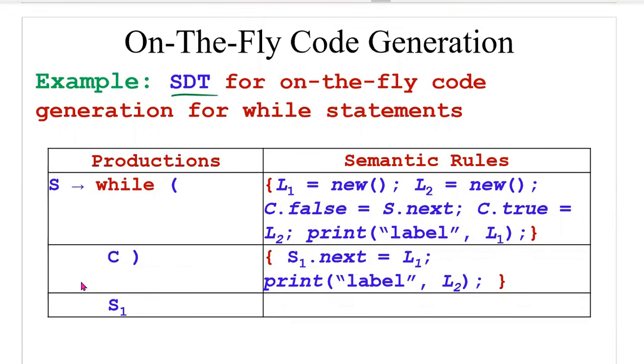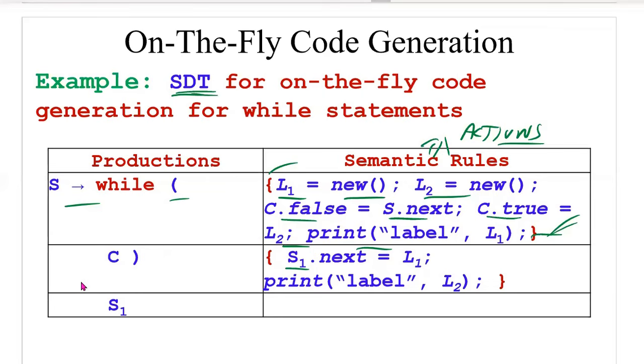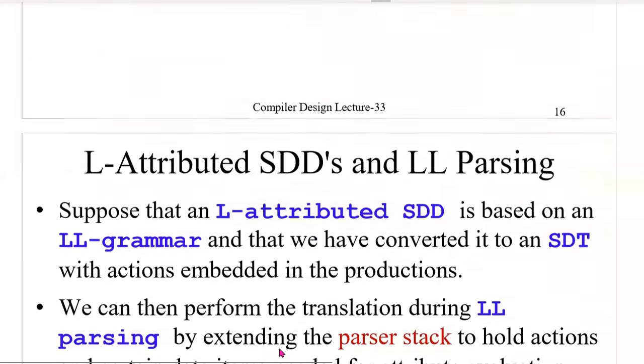The above syntax directed definitions are enclosed within curly braces. Now that becomes SDT. Now the semantic rule becomes semantic actions. Now the C SDD: first open braces, L1 equal to new, L2 equal to new, then C dot false equal to S dot next, then C dot true equal to L2, print label. This is one semantic action. Then the second part: S dot next equal to L1, then print label L2. For S1, no semantic actions.